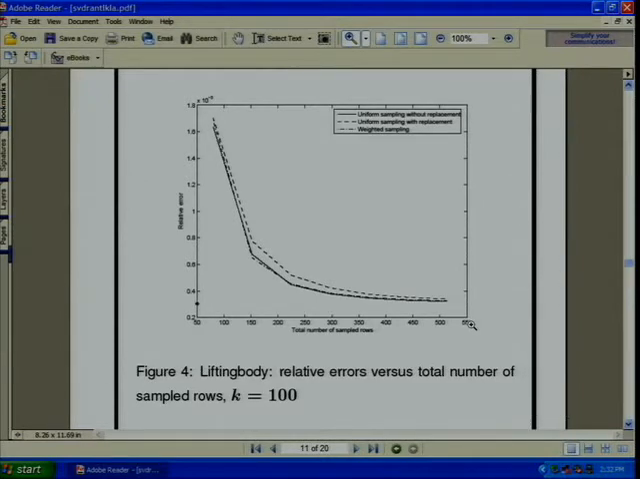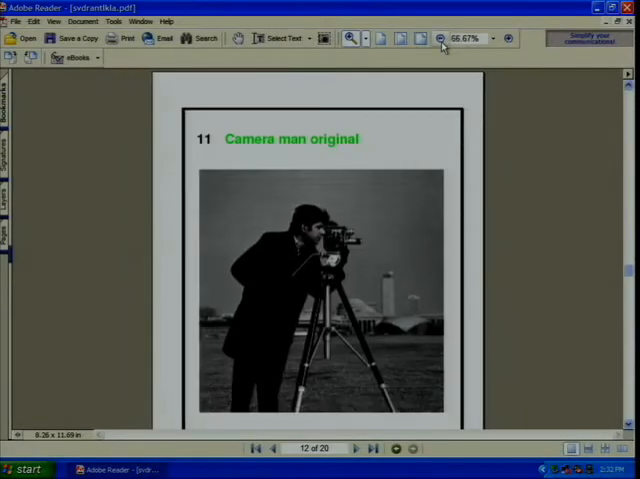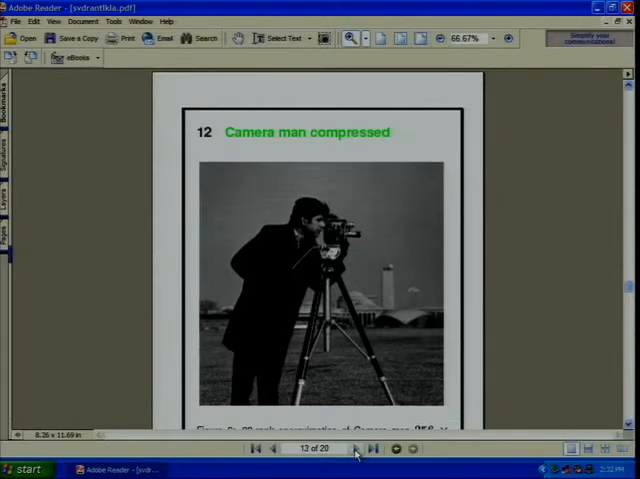Now, what else can we do here? Let's see. Maybe slightly go back to a smaller scale. Okay, let's see.